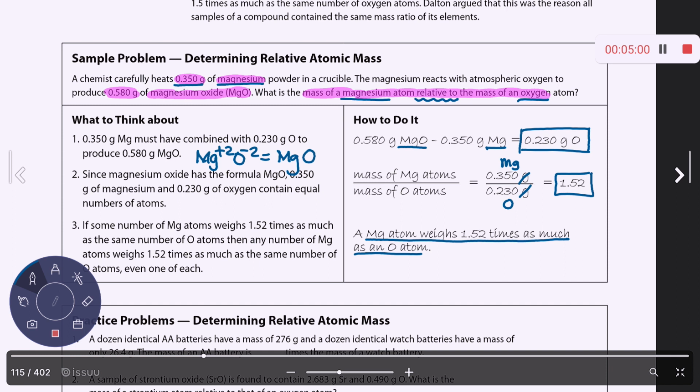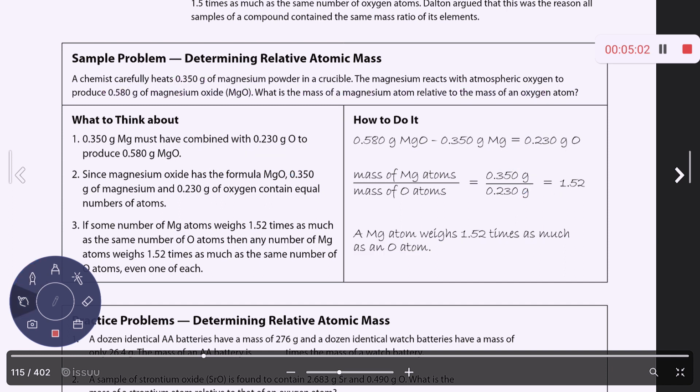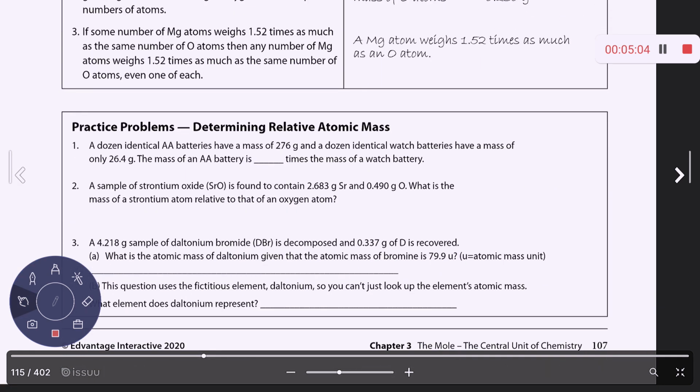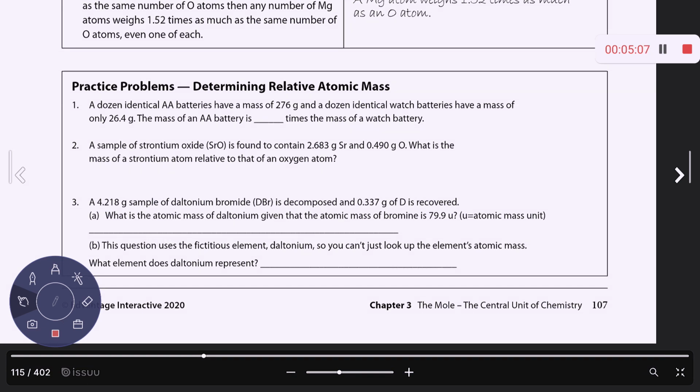Okay, let's take a look at the practice problems. Why don't you guys do numbers 1 and 2, and let's see what you come up with.